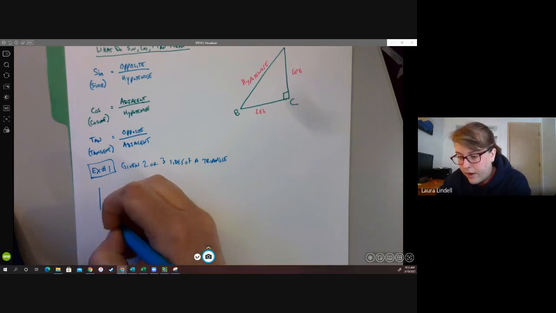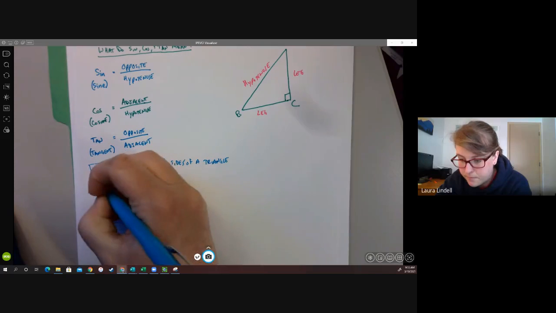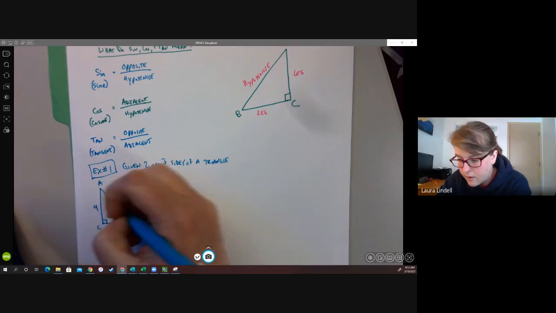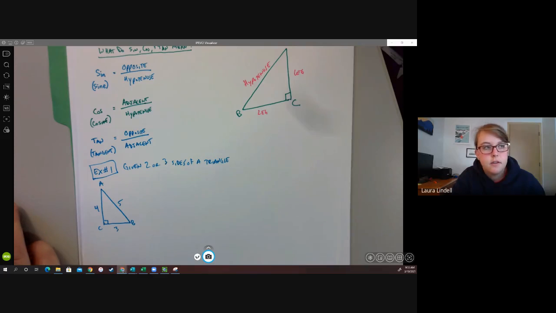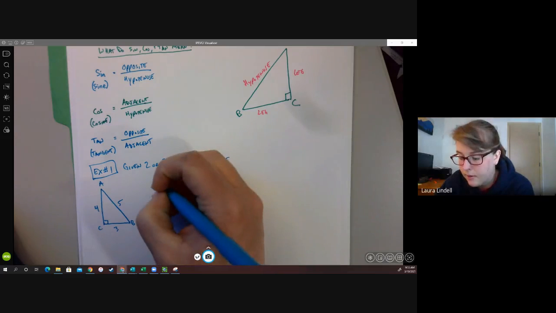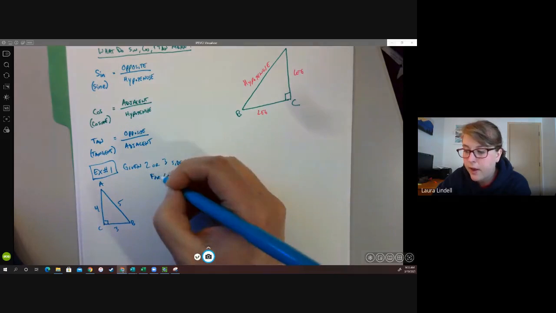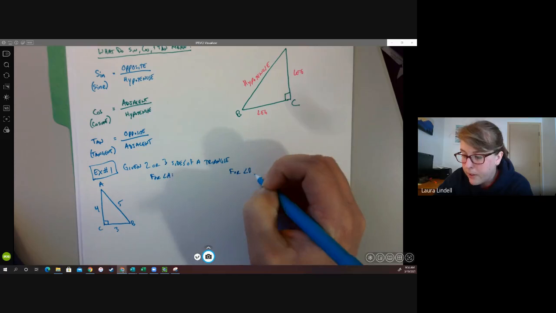So for example, if I'm given a triangle that looks like this, and I know all three side lengths just like that, we could be asked for something with respect to angle A. We could be asked for sine, cosine, and tangent with respect to angle A. We could also be asked for sine, cosine, and tangent with respect to angle B.